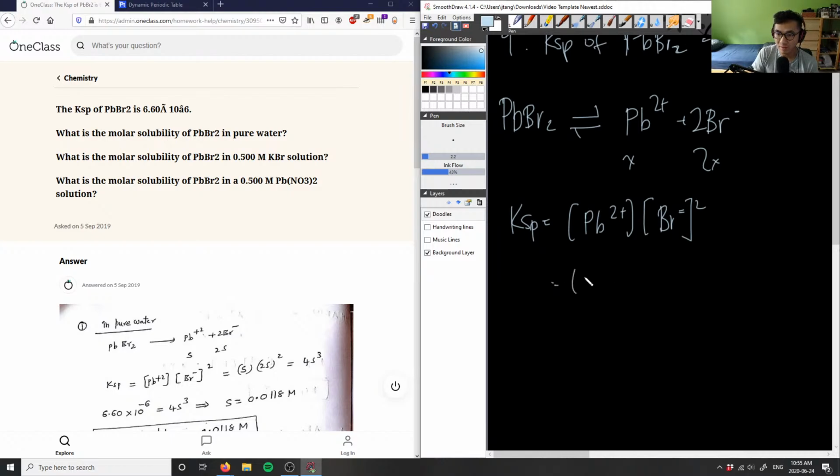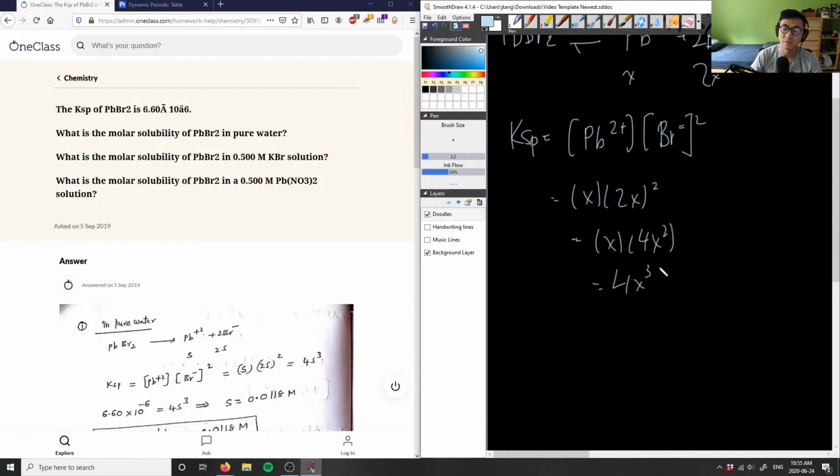So we're going to have X times 2X squared, which is going to give us 4x cubed, right? Because we have X and then we have 4x squared. This gives us 4x cubed is equal to the Ksp, which is 6.60 times 10 to the negative 6. And we're simply isolating for X, right? So let's divide both sides by 4.